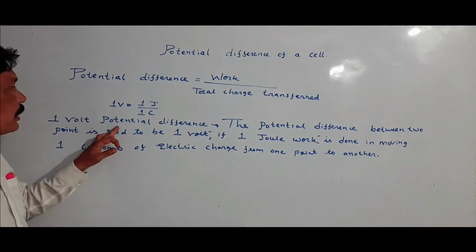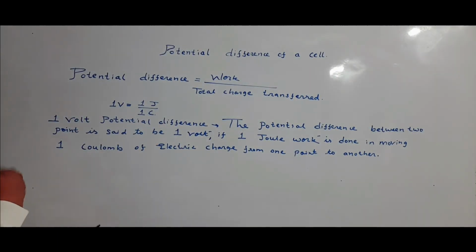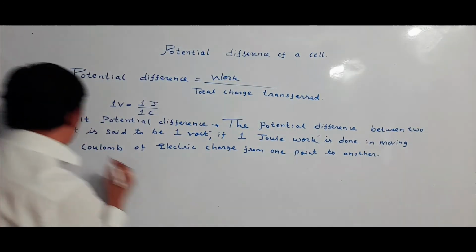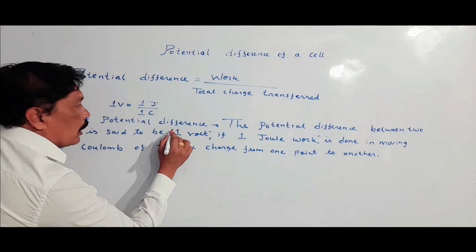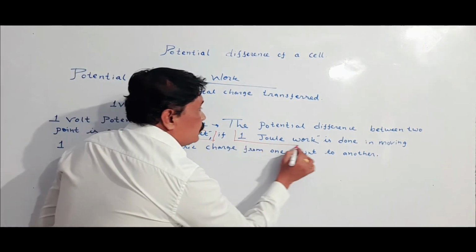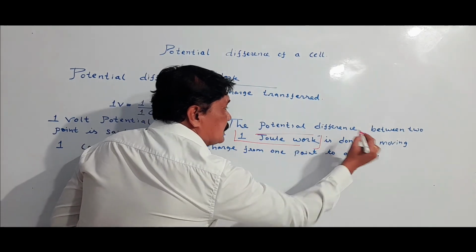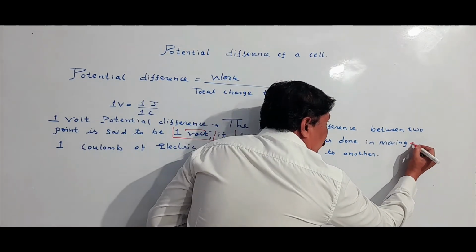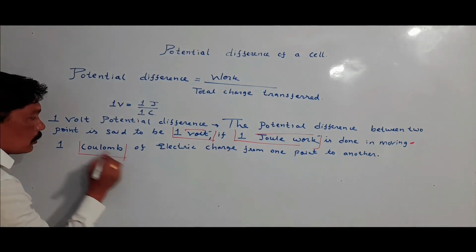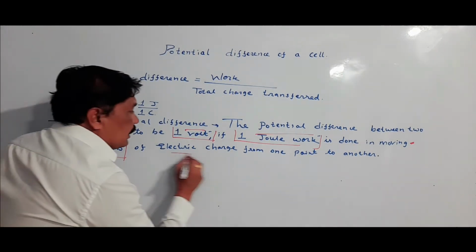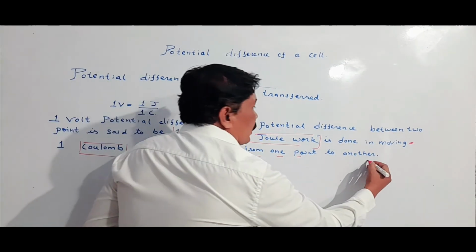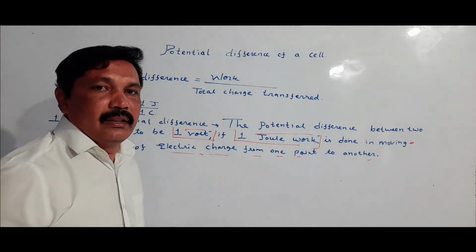1 volt potential difference. The potential difference between 2 points is said to be 1 volt if 1 joule work is done in moving 1 coulomb of electric charge from one point to another point.